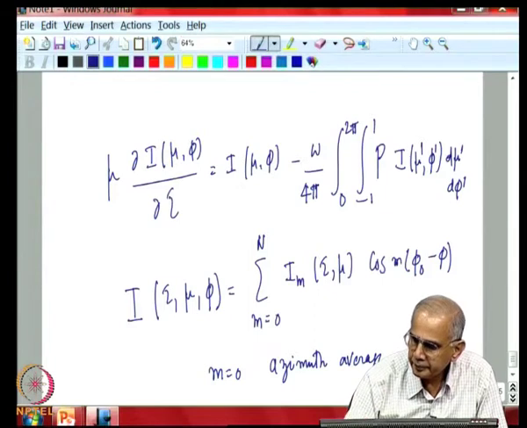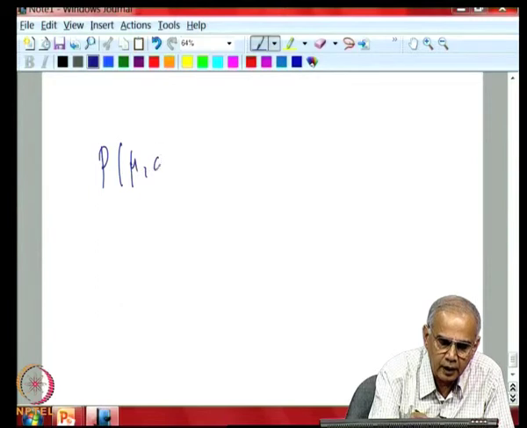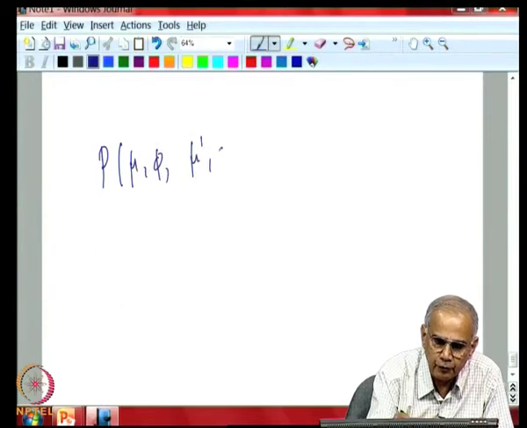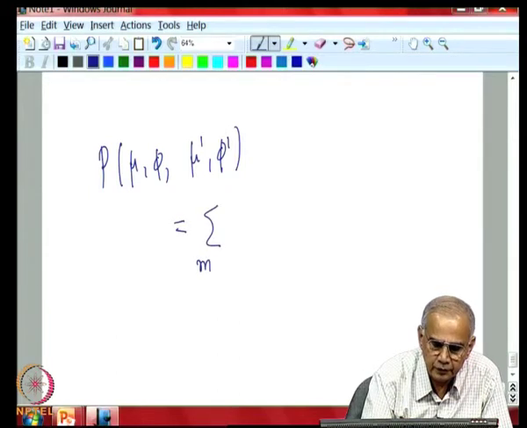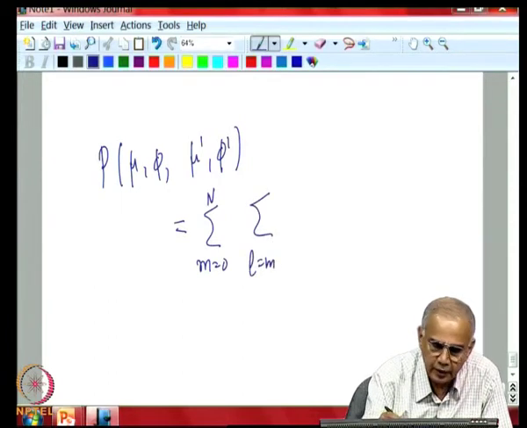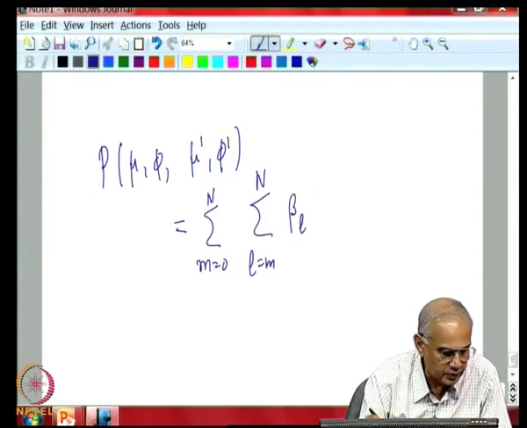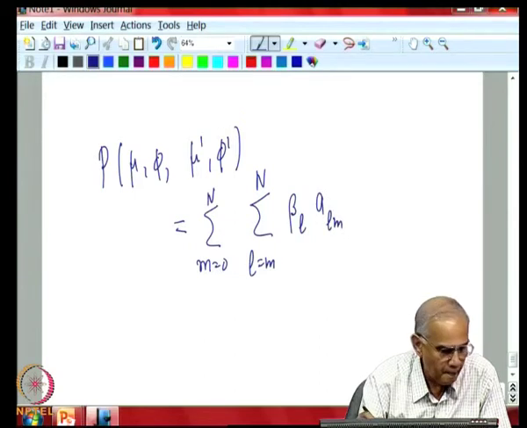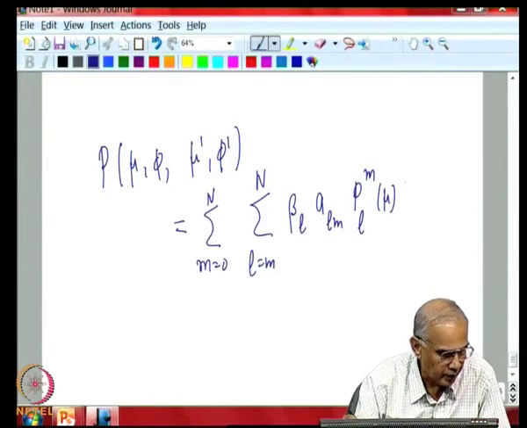Then this function p, which is our phase function, really depends on the angles mu, phi and also mu prime and phi prime. Now, this has been expanded in terms of m equals 0 to n as earlier, and then Legendre polynomials will come in now. These are constants which we have to evaluate. These are the Legendre polynomials which we will show what they are.